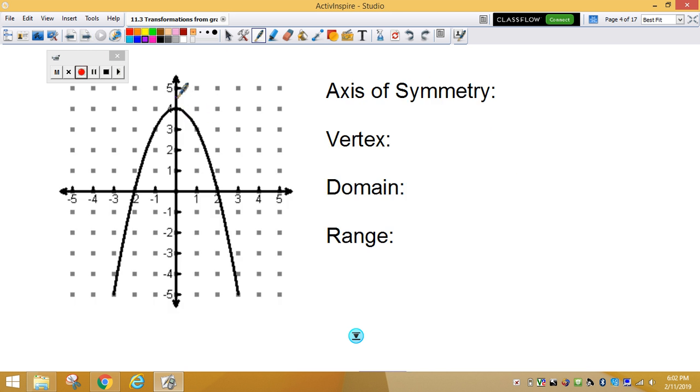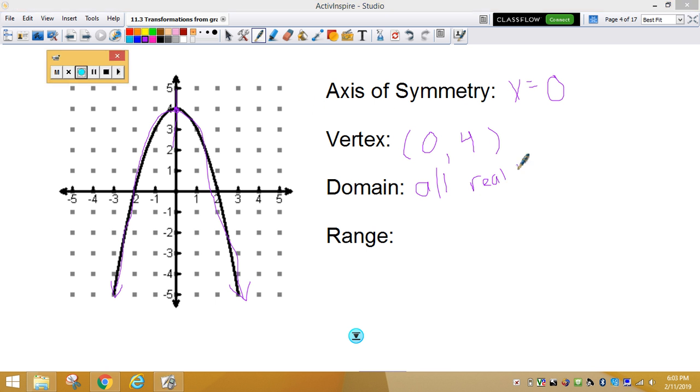Axis of symmetry, again, it's right down the middle. So it's going to be x equals 0. The vertex this time is at the very top, which makes it a maximum. Remember that from last week, maximum. And the ordered pair is going to be at 0, 4. Okay, let's talk domain. It's going to go left forever because it really has an arrow. It's going to go right forever because there's an arrow. So your domain is all real numbers.